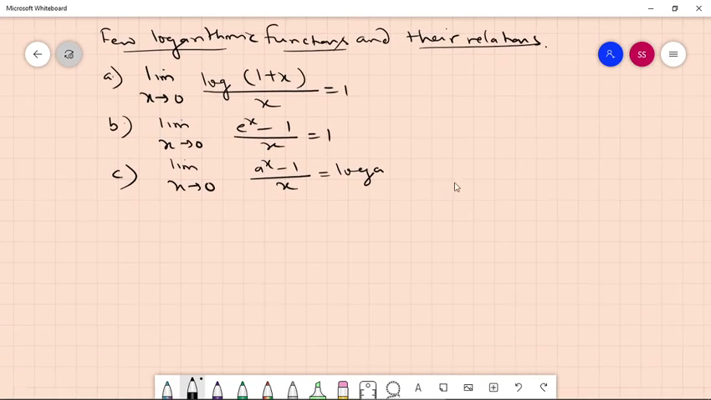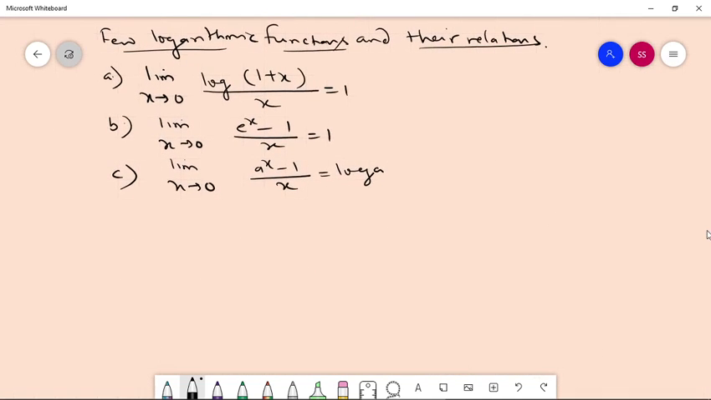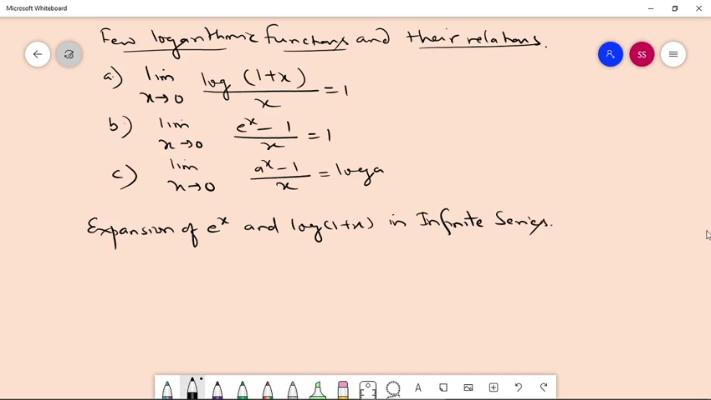And now next part, dear students, which is a very important part: expansion of e to the power x and log(1 plus x) in infinite series. In sequence and series you can study more about this. Anyway, here we will just study the pattern. Number 1, e to the power x equals, we can write, 1 plus x by 1 factorial.